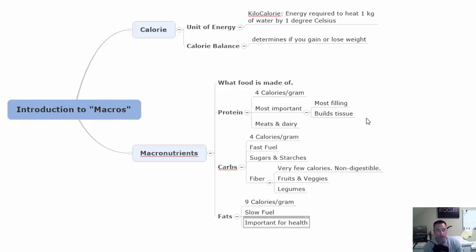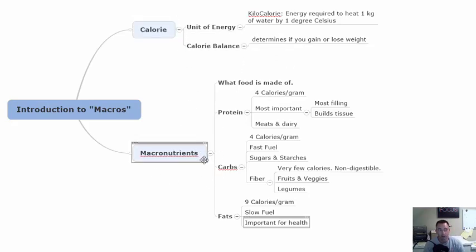A calorie is a unit of energy. It's how we quantify how much energy was burned or transferred. When we say calorie, we usually mean a kilocalorie, which is essentially the energy required to heat 1 kilogram of water by 1 degree Celsius. Your daily calorie balance determines if you gain or lose weight over time. So if we want to burn fat, we need to be in a calorie deficit. We've got to figure out how we can eat less than we're burning per day through activity, training, and general movement.